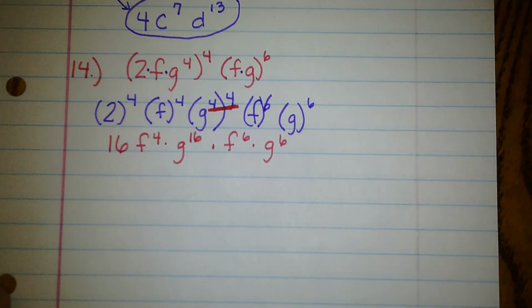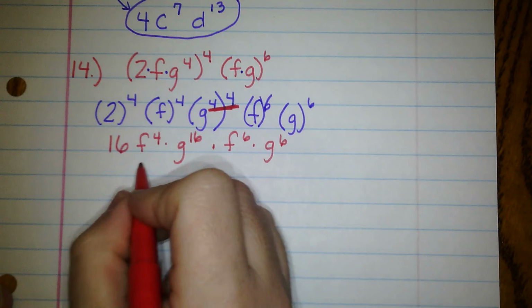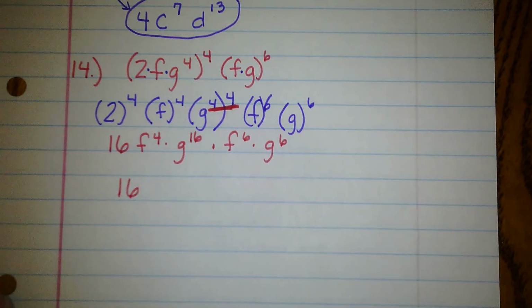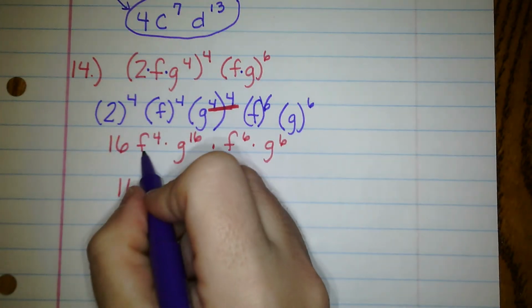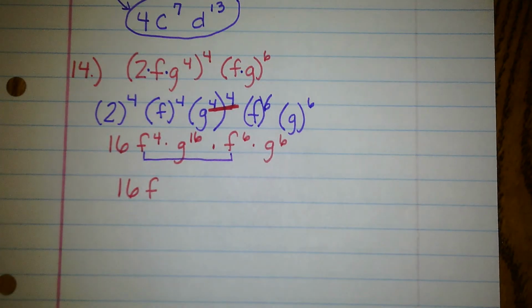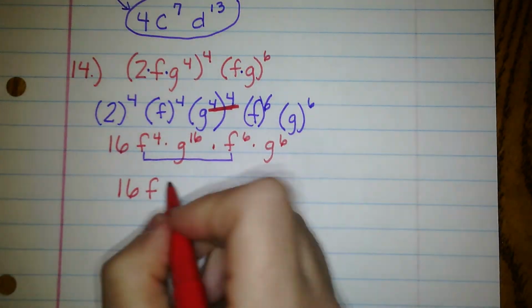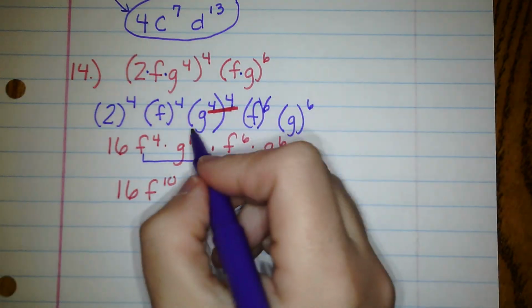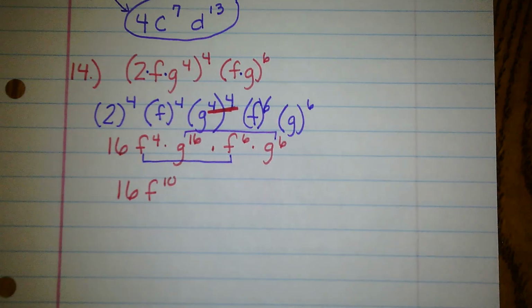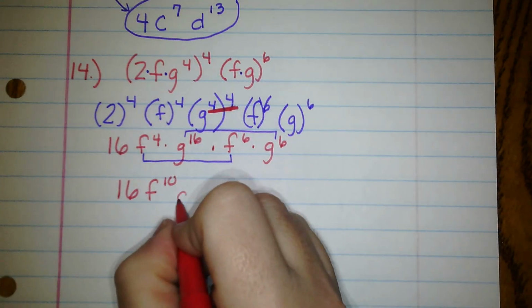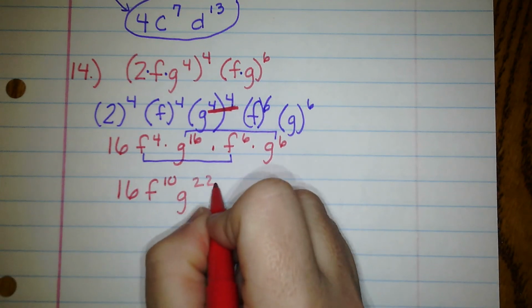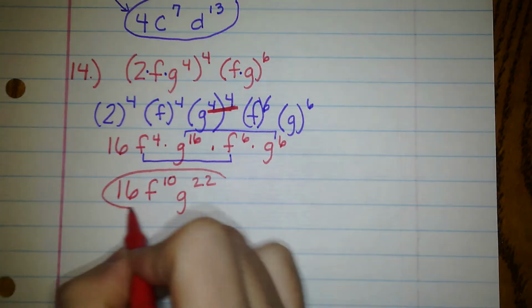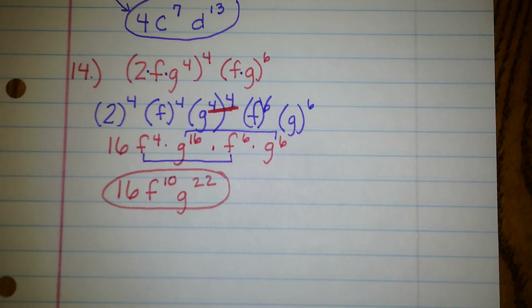Last step, you need to keep your same base, and you're going to add your exponents. So you've got f to the 4th and f to the 6th. That's going to give you an f to the 10th. And then you have g to the 16 and g to the 6th. And you're going to add those up, and you're going to get g to the 22. That's your final answer for 1 to 14.